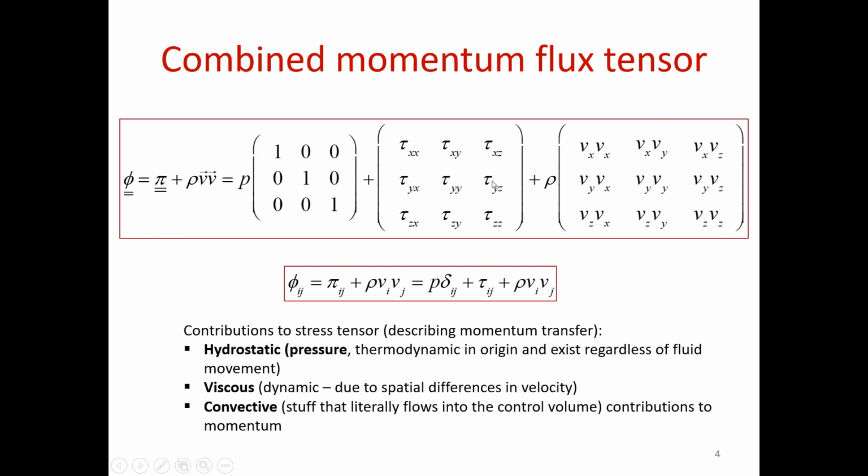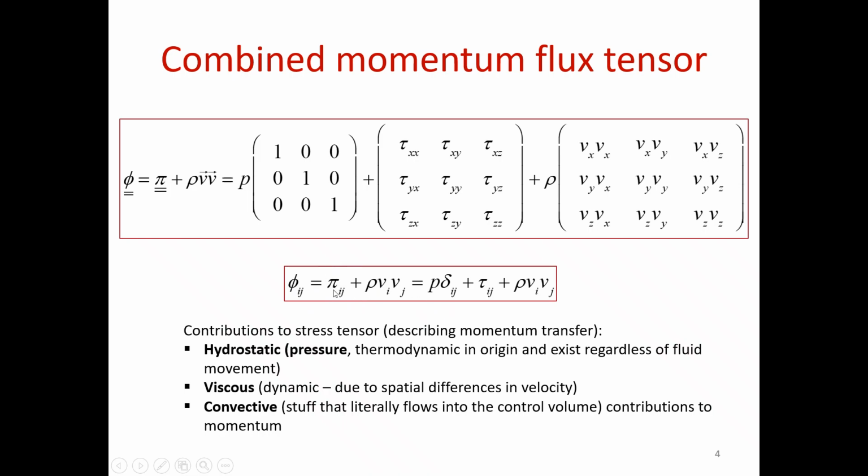And this is present only if the fluid is moving and there are spatial differences in velocities. And then we have finally the convective part, which simply expresses the momentum that literally flows in with a different portion of fluid into my box. So if I go component by component, and this could be in any coordinate system, so i, j could be x, y, z, but that could also be r, theta, z if I'm in cylindrical coordinates. So all of these components, component by component, this is how it is expressed.